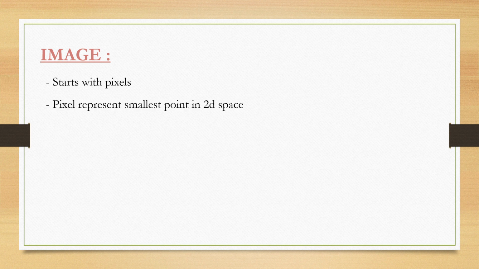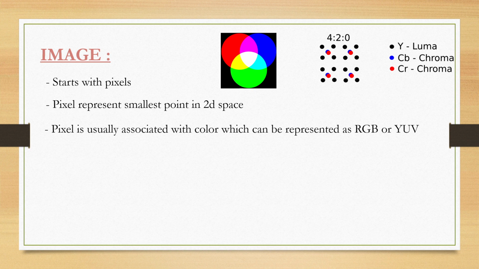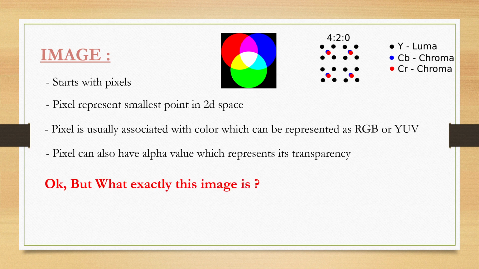Image. What is an image? It starts with pixels, and a pixel represents the smallest point in 2D space. 2D space is nothing but what you are watching now, right? That is also called 2D space, and that pixel is usually associated with color, which can be represented as RGB or YUV. You can see here RGB and YUV color formats, and a pixel can also have an alpha value, which represents its transparency.